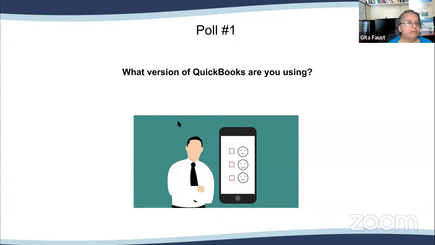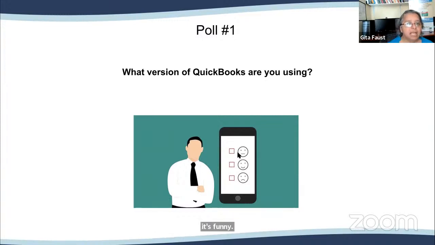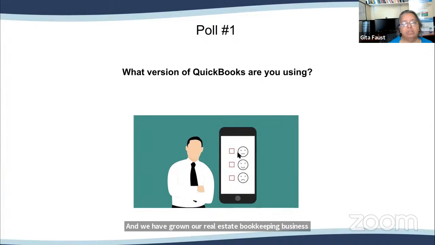So over the course of years, we have developed so many different types of client services we offer. For some of them, we just started doing real estate bookkeeping last year, to be honest. It's funny, and we have grown our real estate bookkeeping business exponentially. But before then, we would either train a client and set up their books, and that would be one kind of service. The other one would be to get a client whose books are messed up.